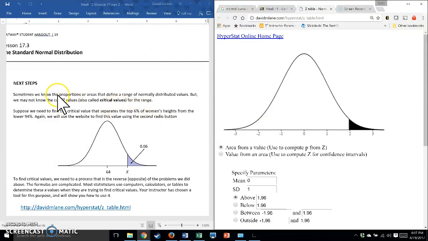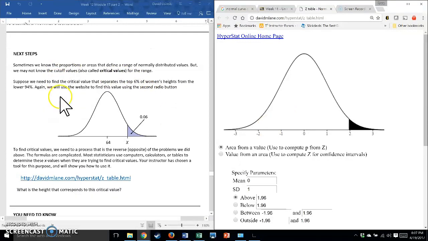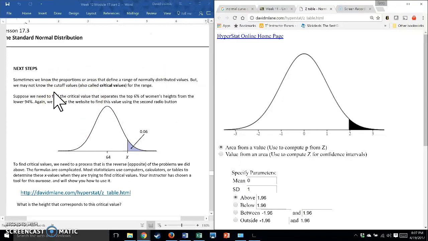So in this question, we're doing something a little bit different in finding information. In the previous two examples, we were given the probability of finding a woman with a certain height or a GPA in the other problem. In this question, though, we're given the percent. So sometimes what you want to know is, for example, suppose we need to find the critical value that separates the top 6% of heights of women from the lower 94%.